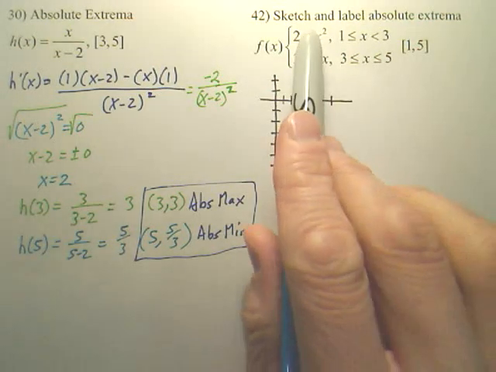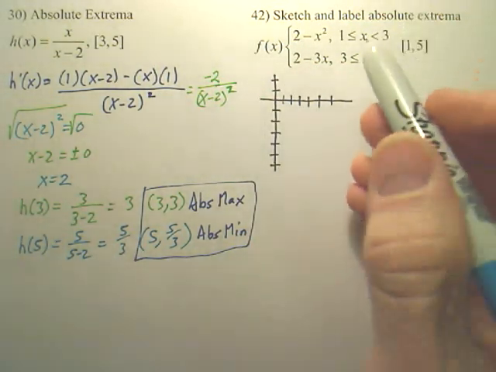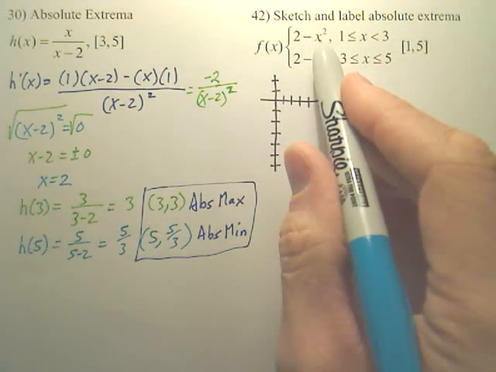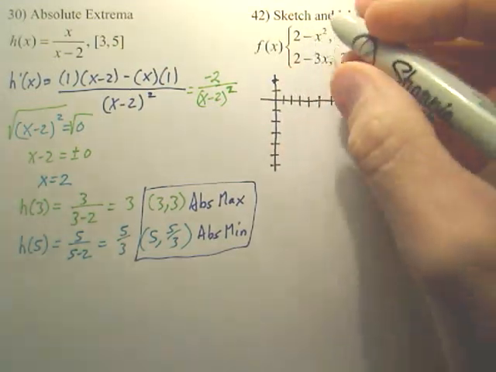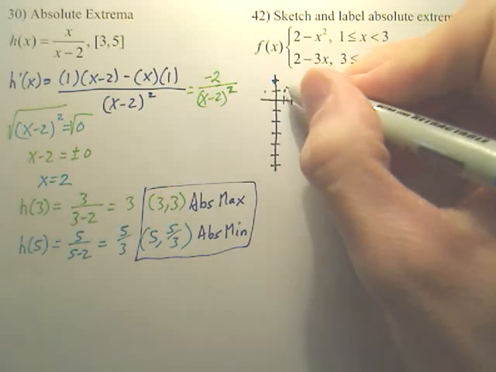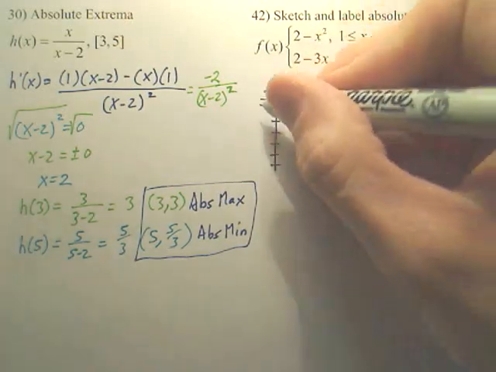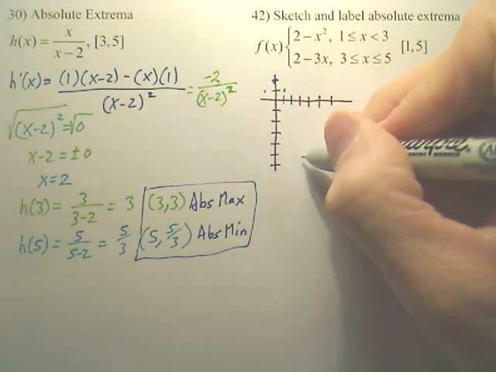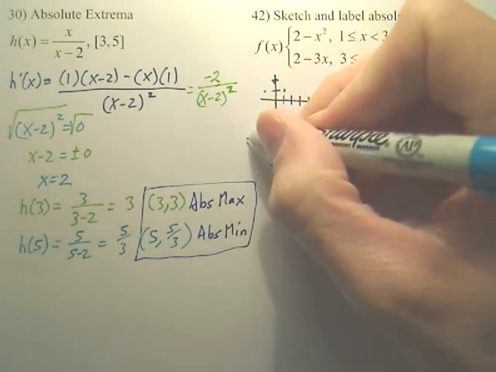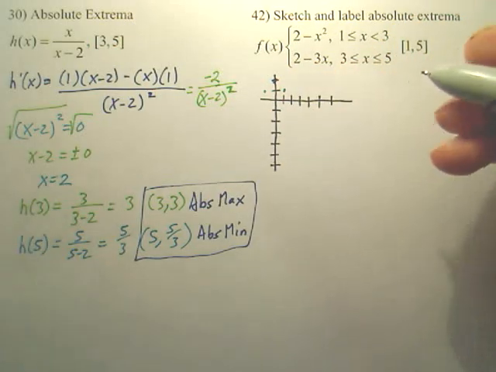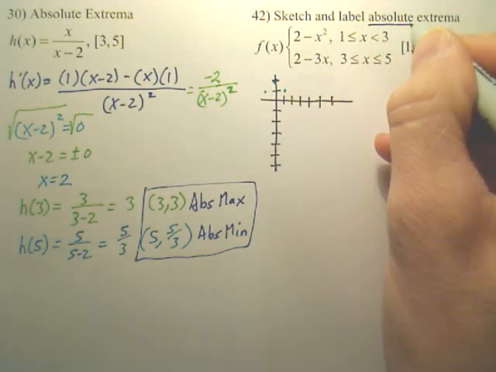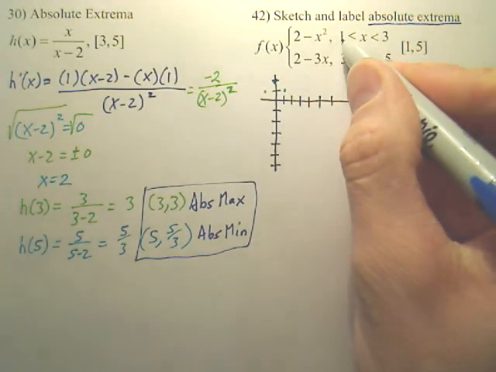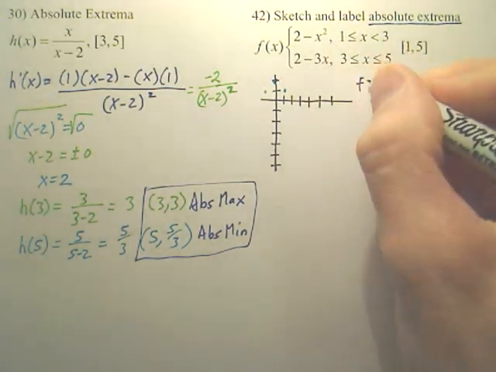Alright, let's sketch these two graphs. First of all, if I want to sketch 2 minus x squared, what you have to realize is this is a graph of a parabola upside down starting at 2. It would look something like this. It's just going to be an upside down parabola. And before we sketch the other one, let's find the endpoints. Because if we're doing absolute extrema, don't we have to plug in the 1? So let's find f of 1.